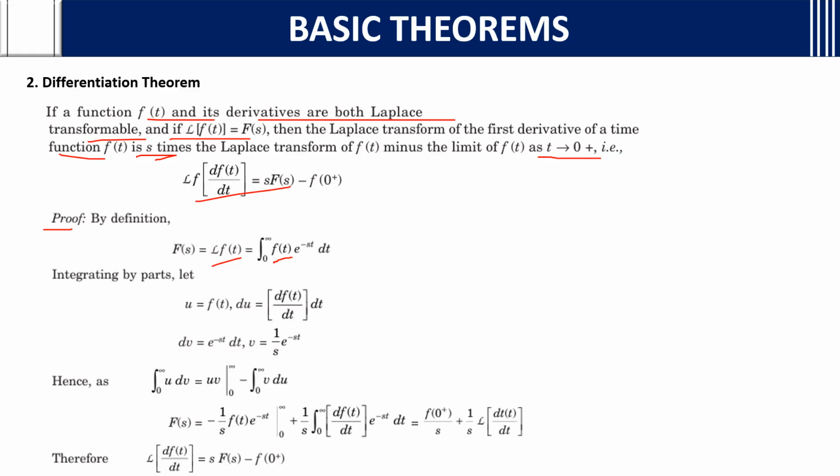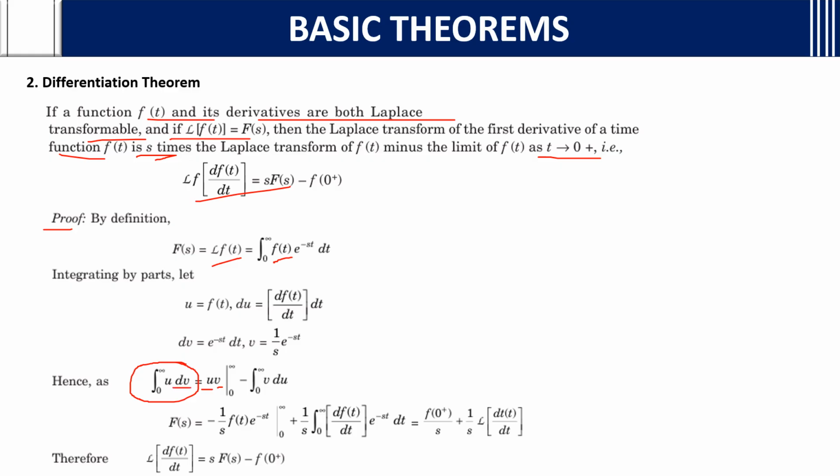Then after writing this, what will we do? Hence, the integral from 0 to infinity of u dv is equal to uv. This formula you should know. In maths, this formula is already known, but I will tell you. If there is a function in the form integral 0 to infinity u into dv, then first write u times v from 0 to infinity, minus the integral from 0 to infinity of v du.